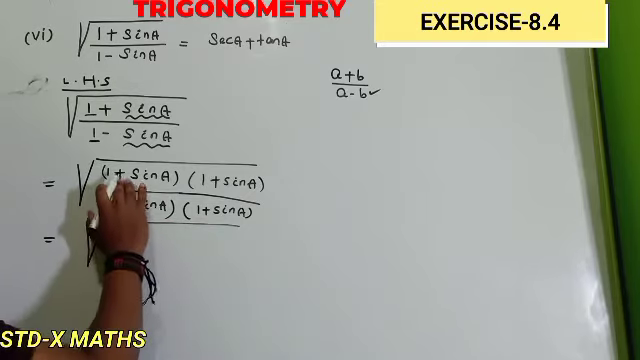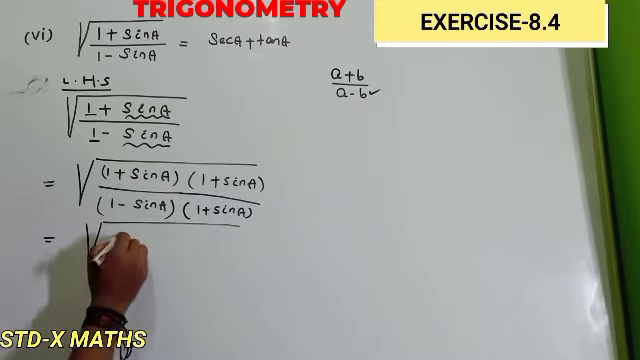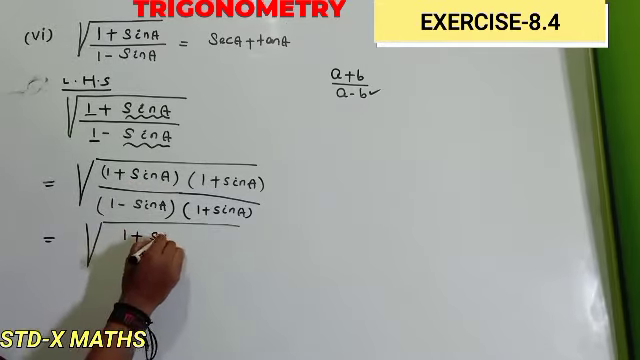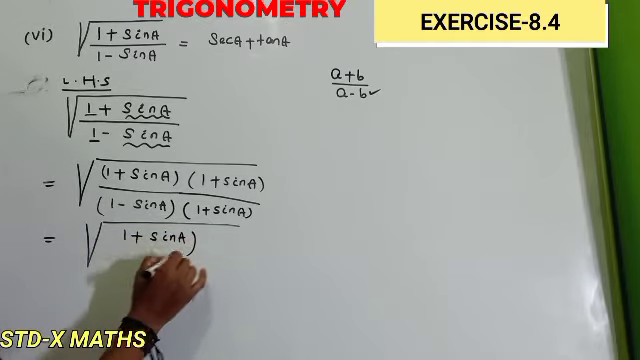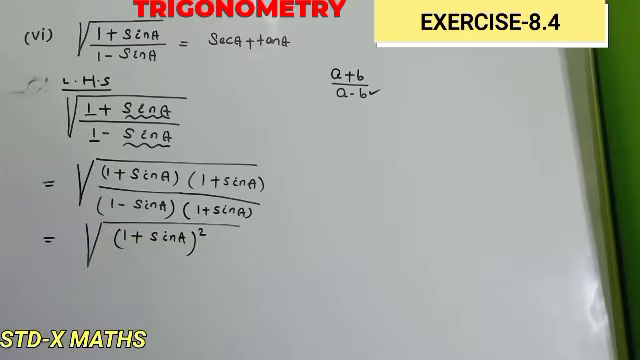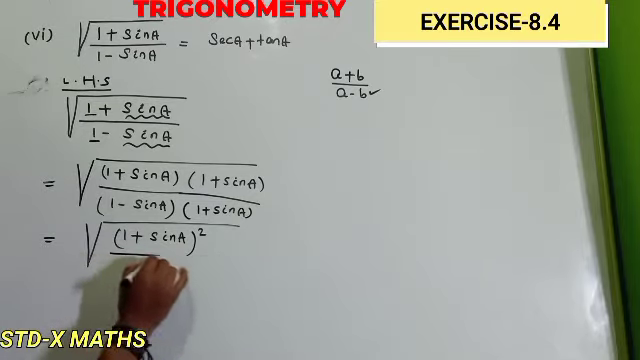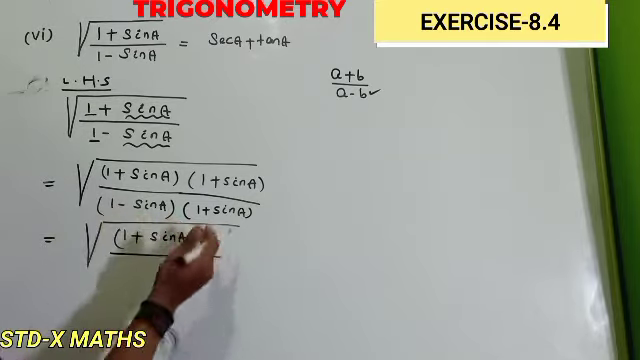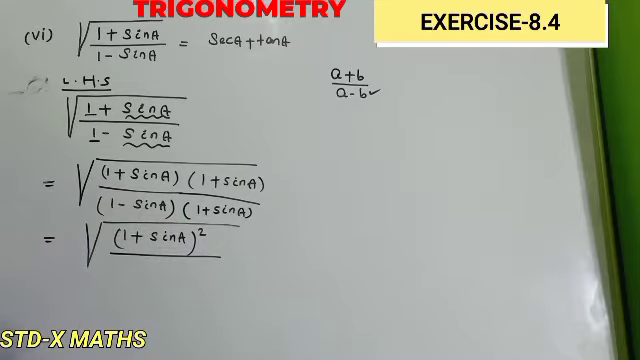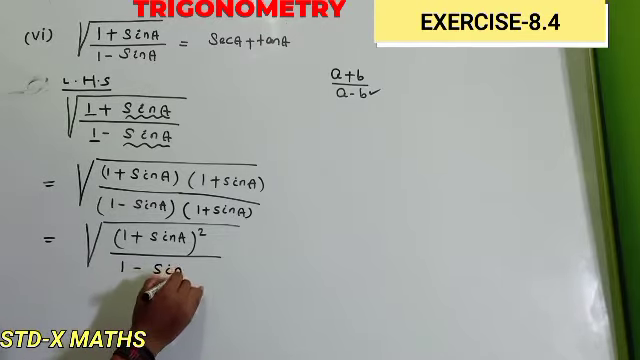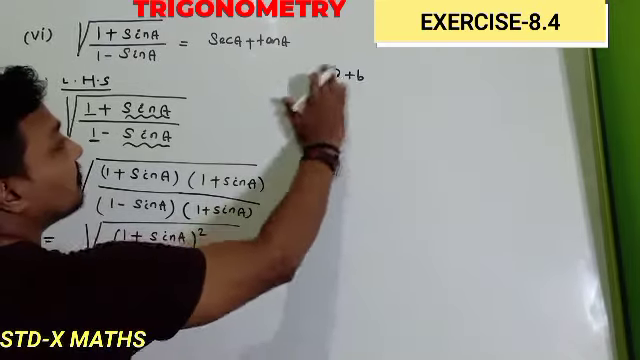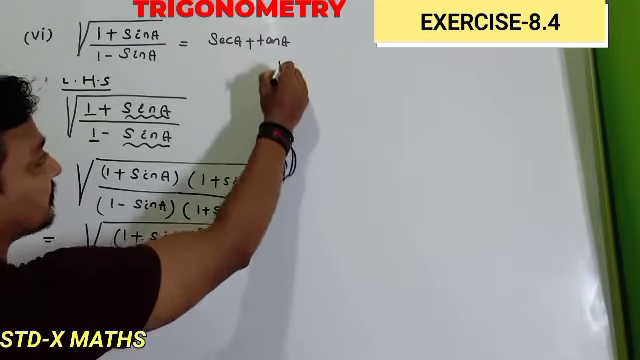A plus B whole into A plus B, which means (1 plus sin A) whole square in the numerator. Below, it is A minus B whole into A plus B, which means A square minus B square: 1 square means 1, minus sin square A.